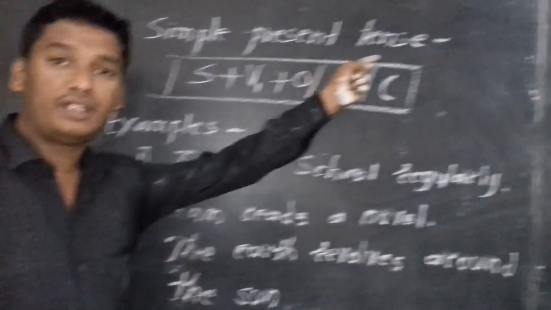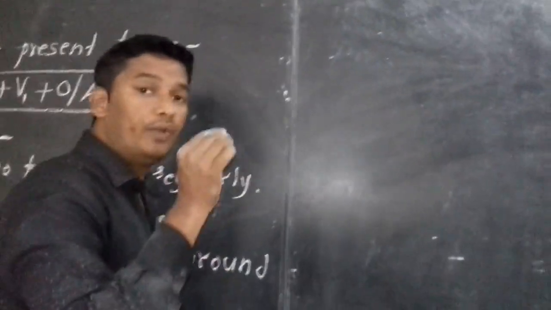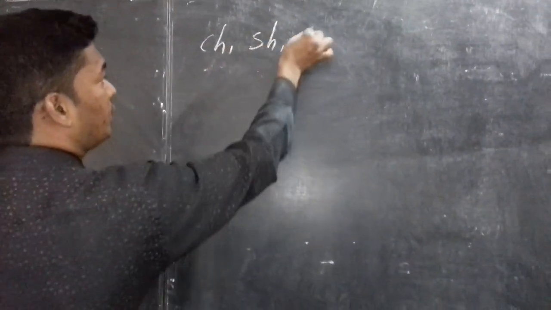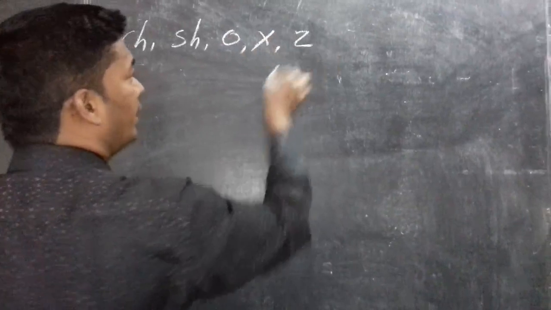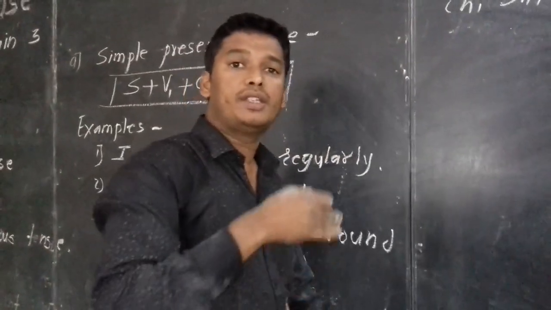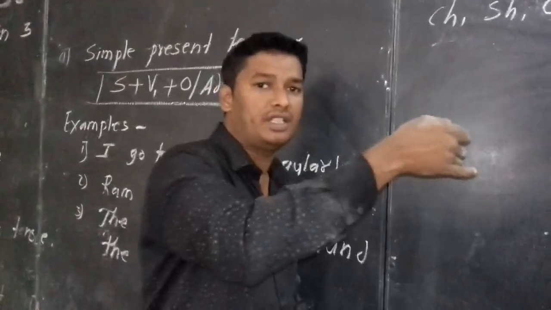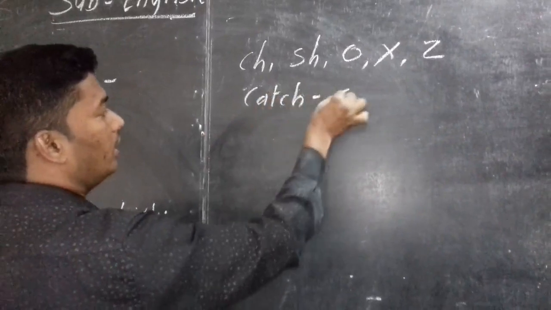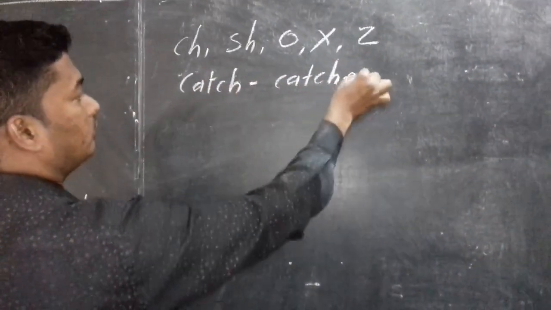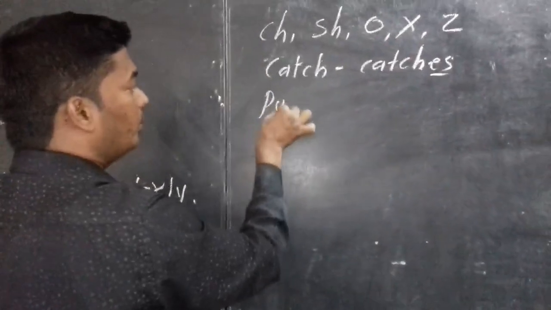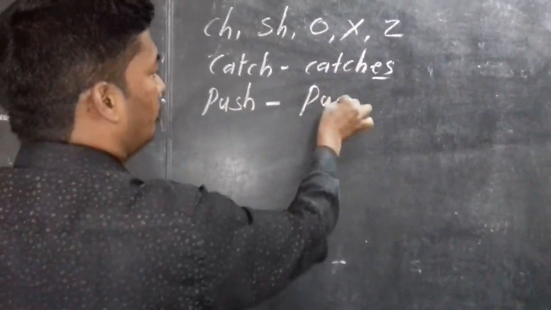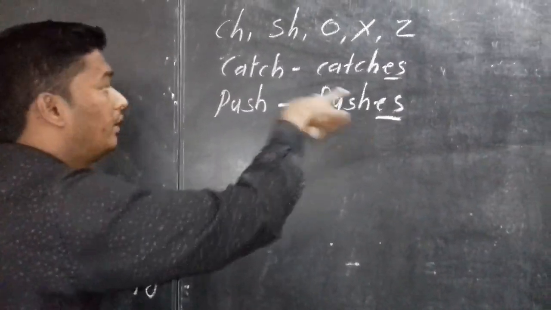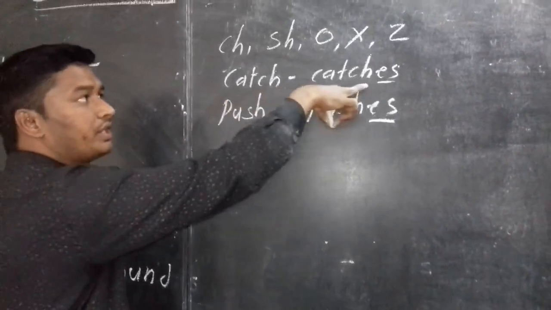Look again, which letters are there? If the main verb in simple present tense ends with ch, sh, o, x or z, then such a main verb takes the es suffix, otherwise we just add the s suffix. Look, some examples. Catch, catches. Push, pushes. Here sh is there, so es is added. Ch is there, so es is added.